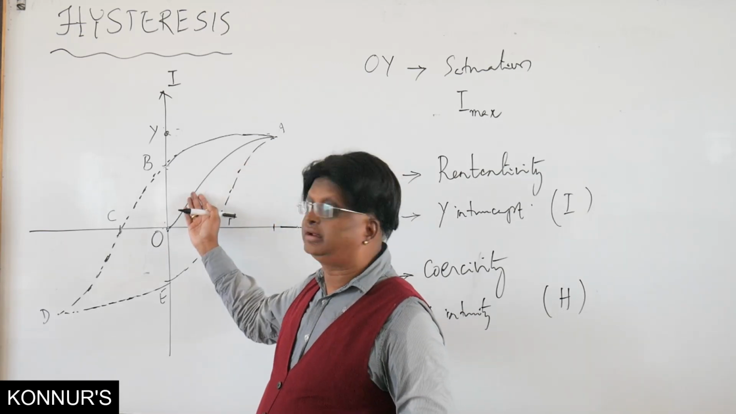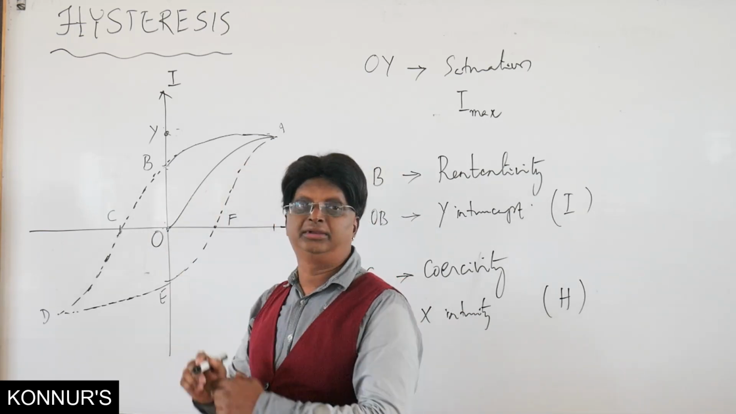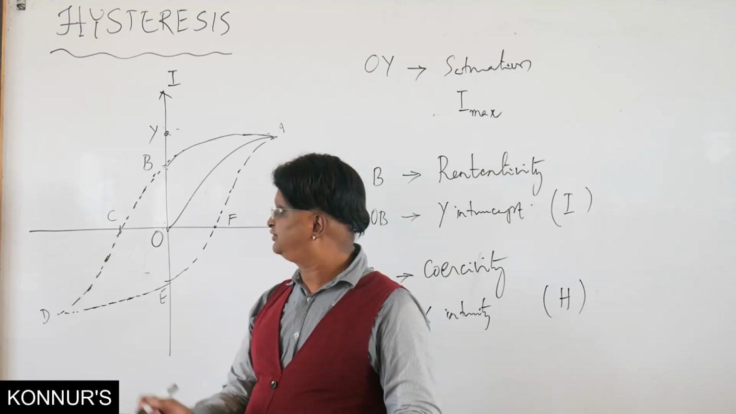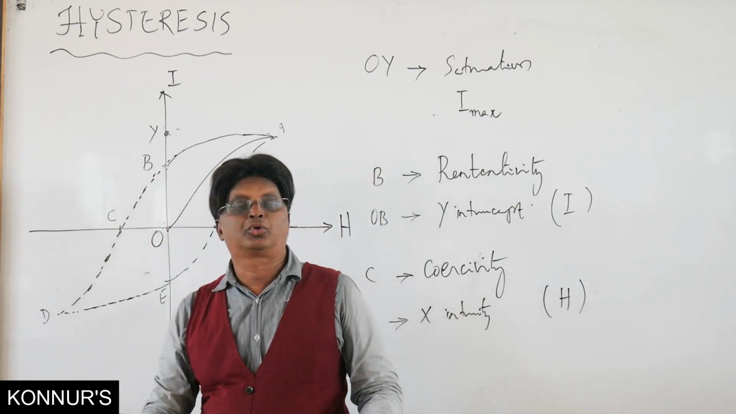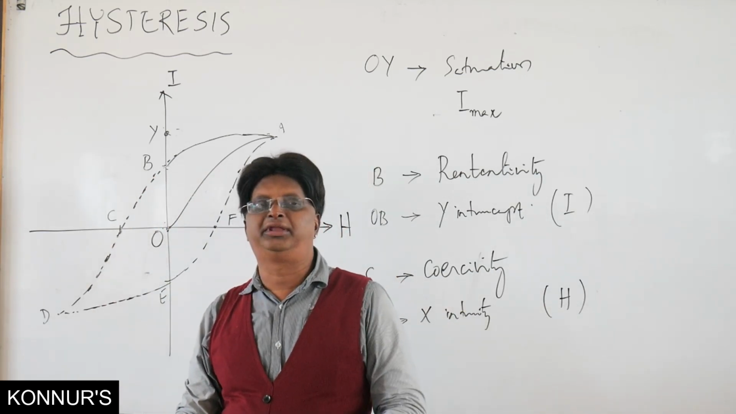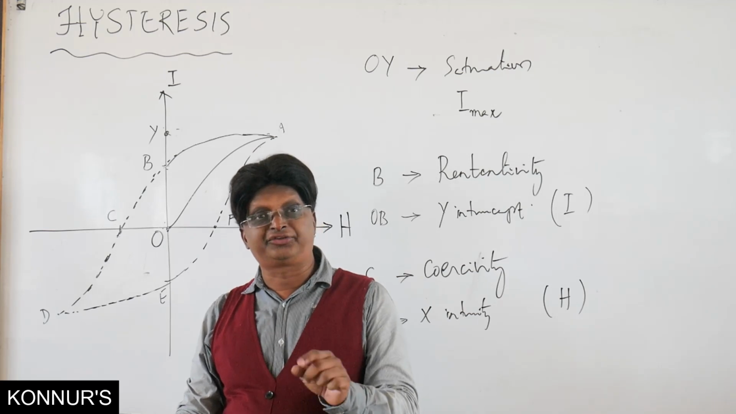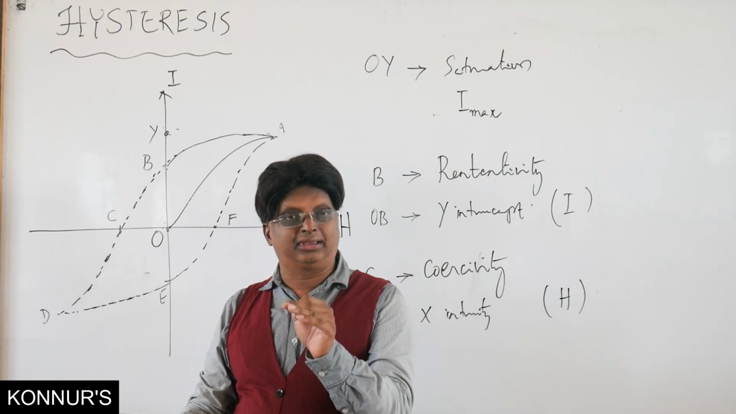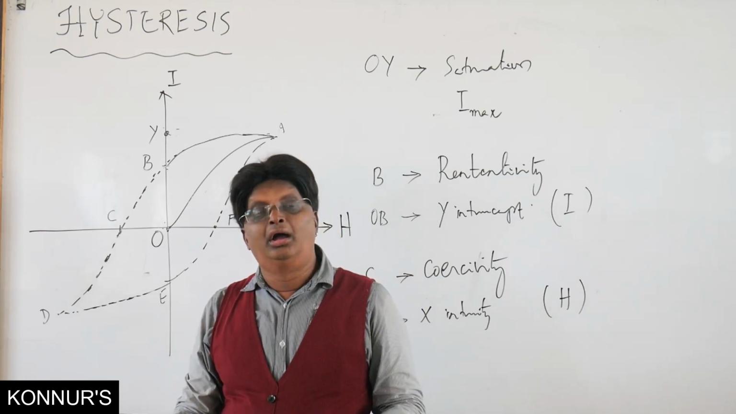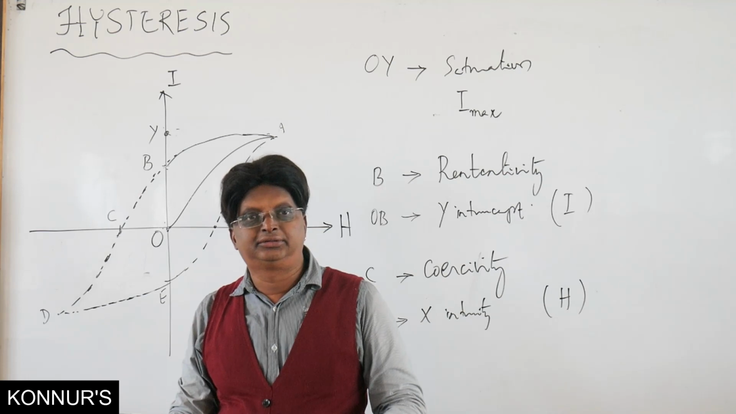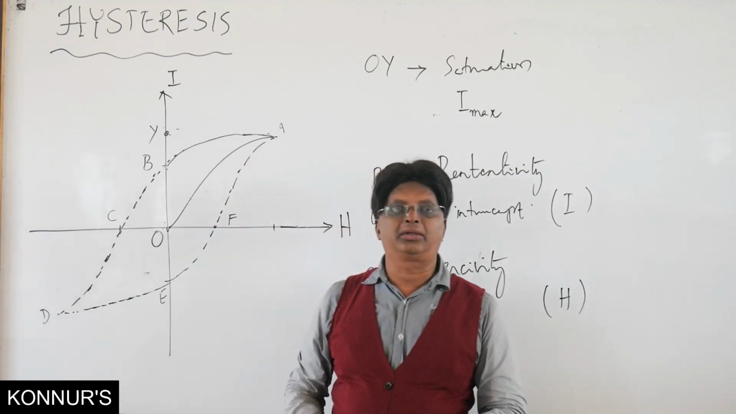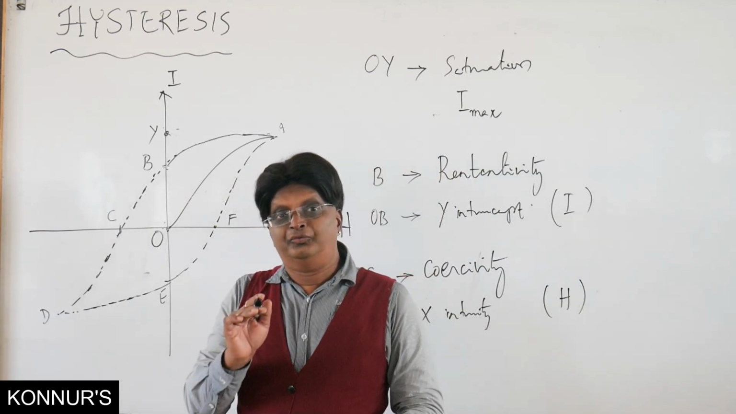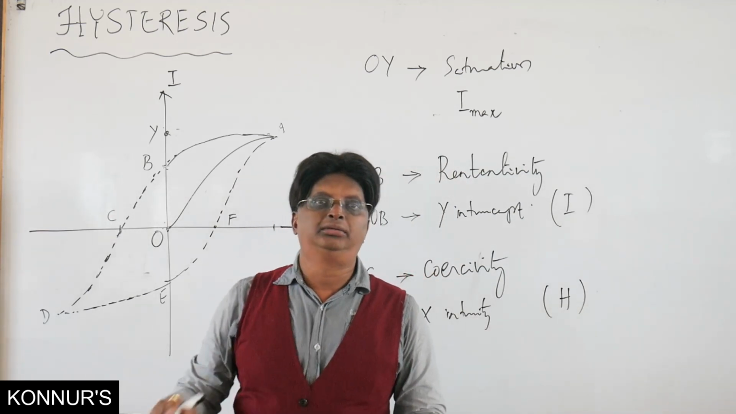How this area under this loop will get affected is an important thing, right? So now the two more important definitions are retentivity and coercivity, and these definitely matter in the choice of materials for particular cases. Supposing I want to make permanent magnets. To make permanent magnets, of course the material should be ferromagnetic, but which material will be a better one?